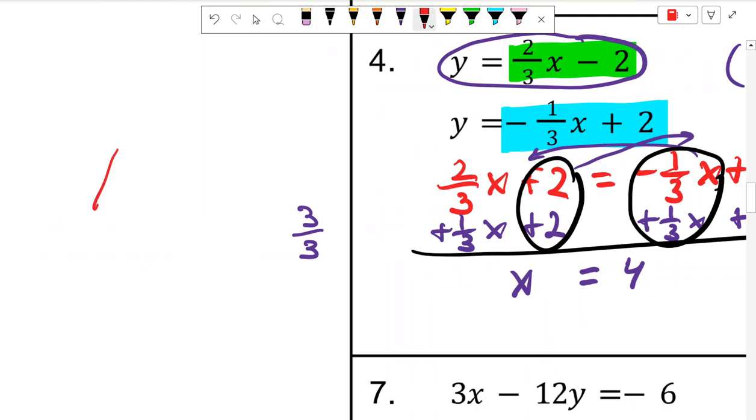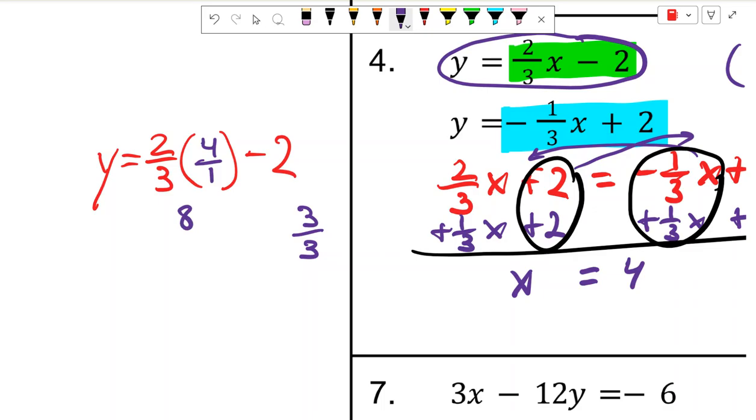So here we go. y is equal to 2/3 parentheses for the x minus 2. And remember, we found x to be 4. So we're going to put a 4 in here, and we're going to turn that into a fraction. Now we're going to multiply first here. 2 times 4 is 8, and 3 times 1 is 3, and it's 8/3 minus 2. Disregard this. This is from before.